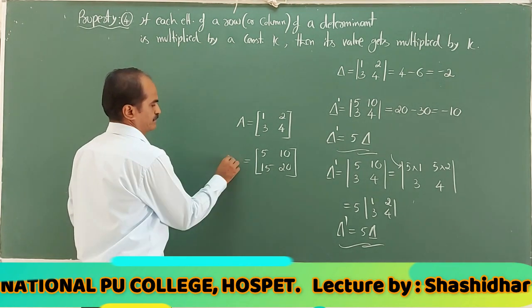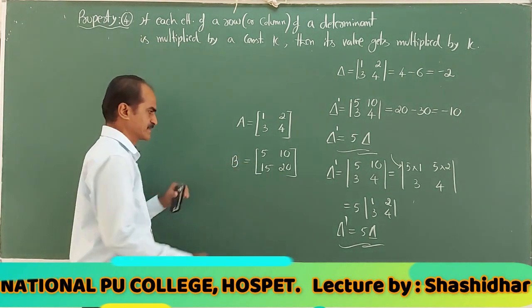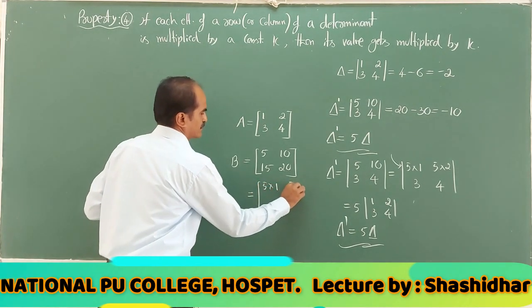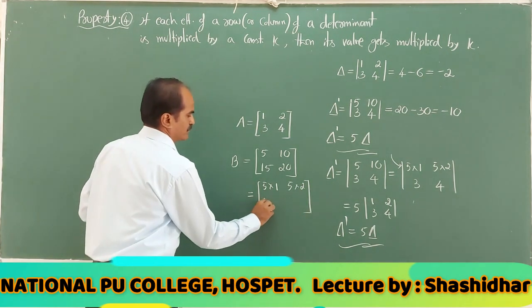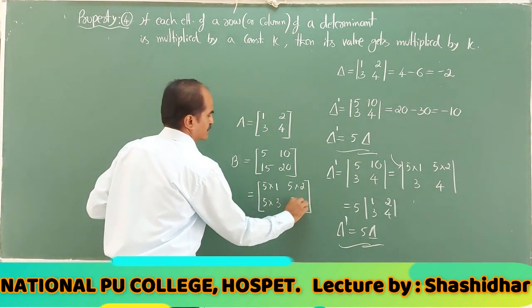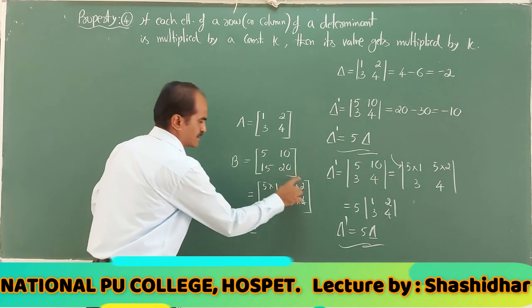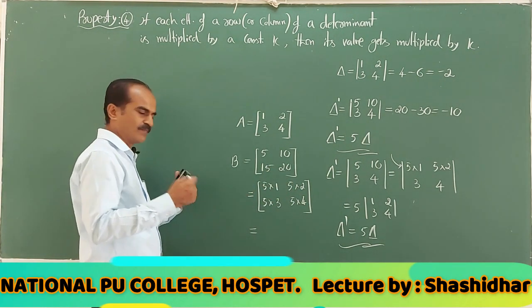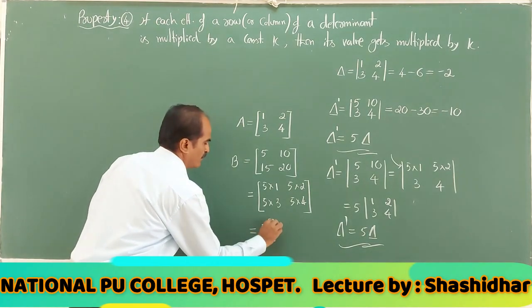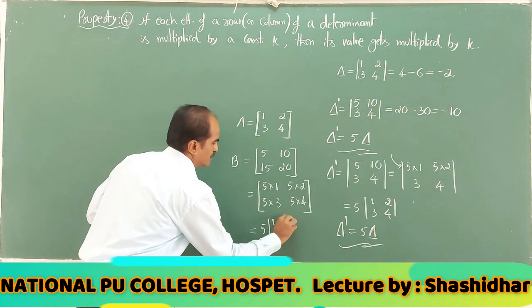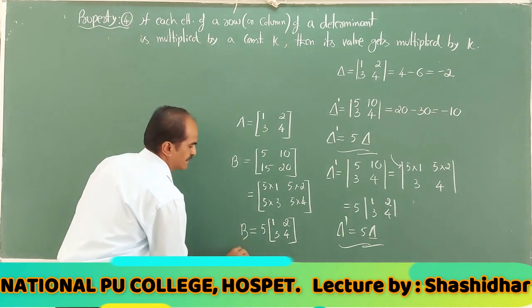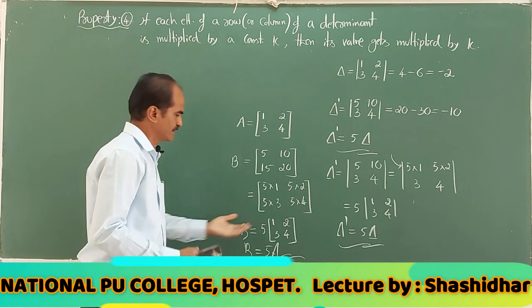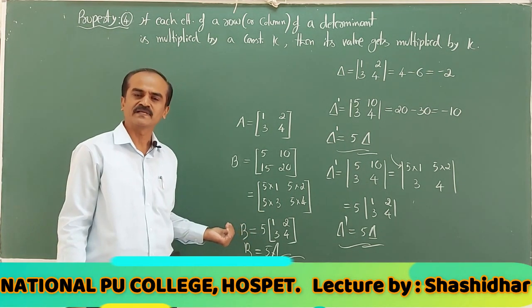Suppose say matrix B is this. Now 5 is written as 5 into 1, it is 5 into 2, it is 5 into 3, it is 5 into 4. Since all the elements of the matrix are multiples of 5, I can take 5 common. It is 5 times of matrix 1, 2, 3, 4. So B is 5 times of A. This is the other way of applying the scalar multiplication.